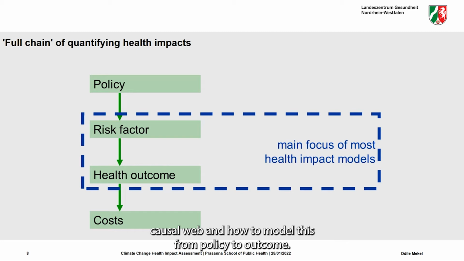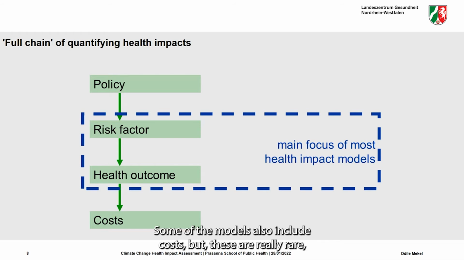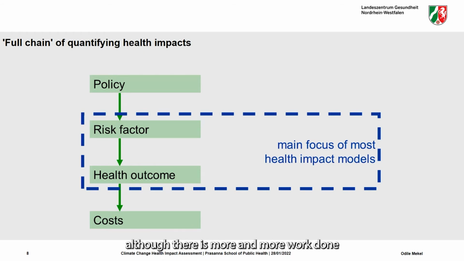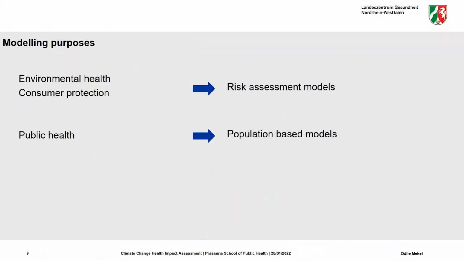if you think about the causal web and how to model this from policy to outcome, then most models focus on the part risk factors and health outcomes. Some of the models also include costs, but these are really rare, although there is more and more work done in the last few years. So all the models are using risk factor and health outcome.